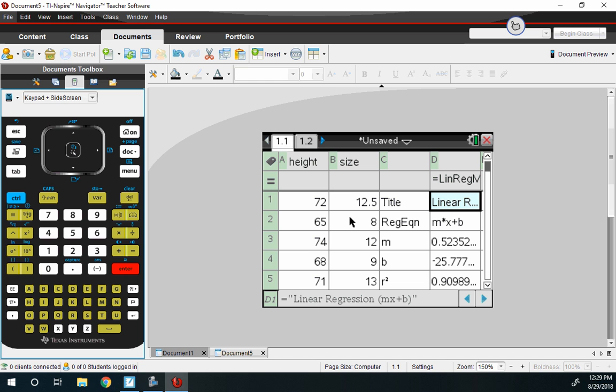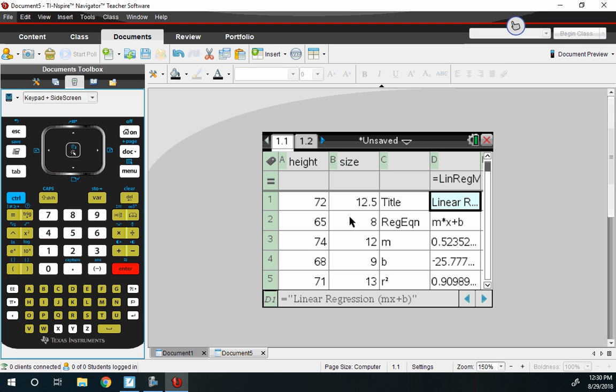Now you probably should have got this for your linear equation. You should have got something like this: y equals mx plus b. So my slope is 0.523. Let's just round that to 2 decimal places. That would be 0.52x, and then my b value, that's my y-intercept, that's negative. So instead of plus minus, I'm just going to write minus 25.78, rounded to 2 decimal places. Okay. So that's my equation. That's my linear model that represents the situation.